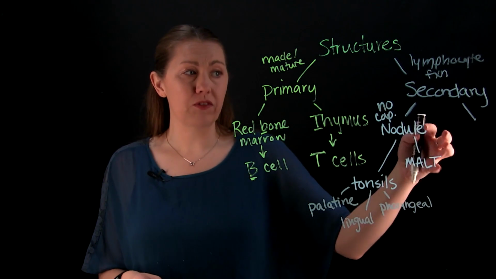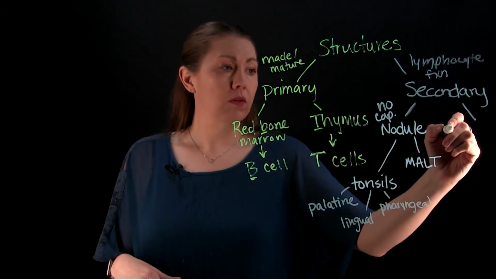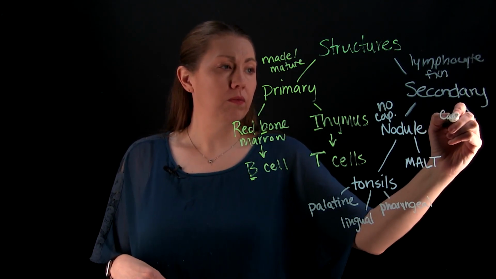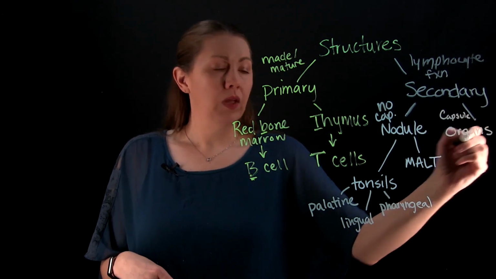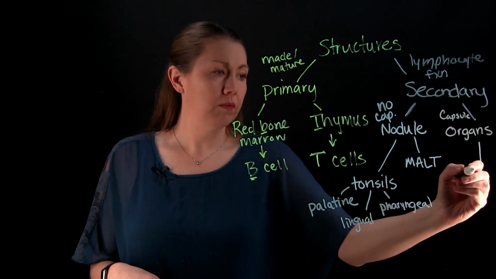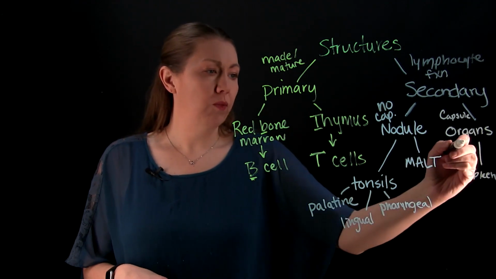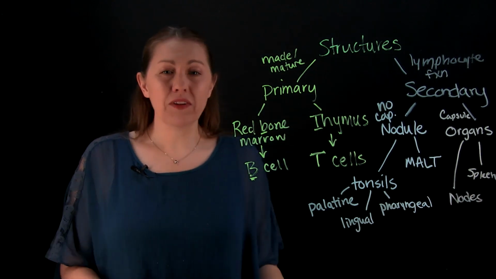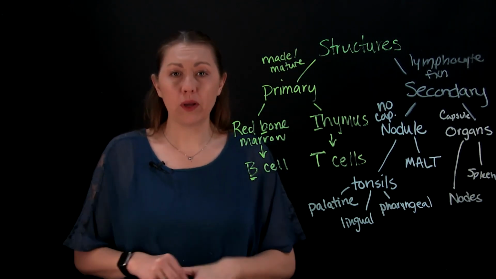Under your secondary structures, these are the ones that have a capsule. They're formalized organs. And so with the organs, you're going to have the spleen, but that's where you will also have the nodes. The difference being what they're checking. So spleen checks over blood, so you'll have blood supply going straight to the spleen.